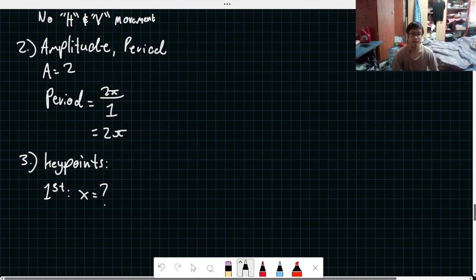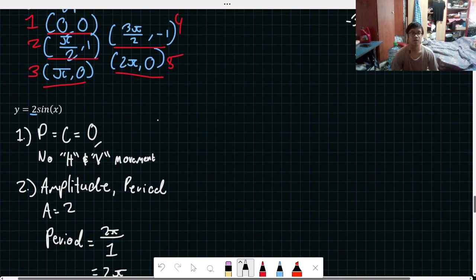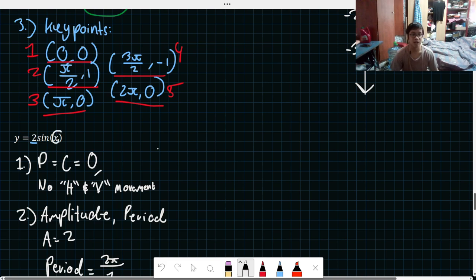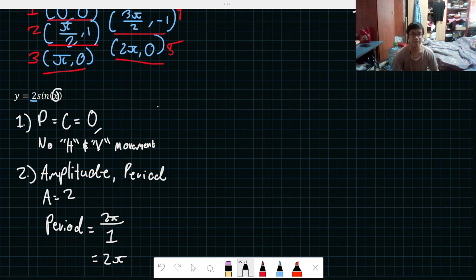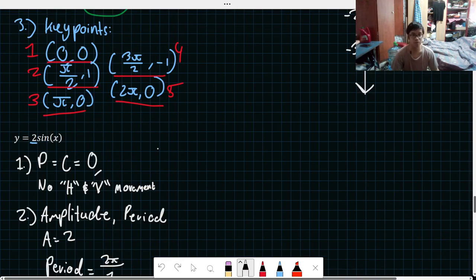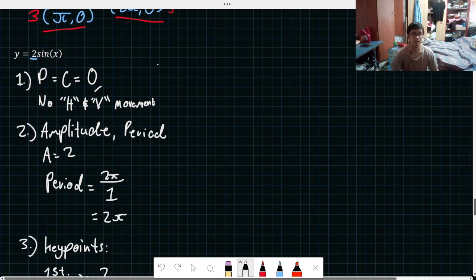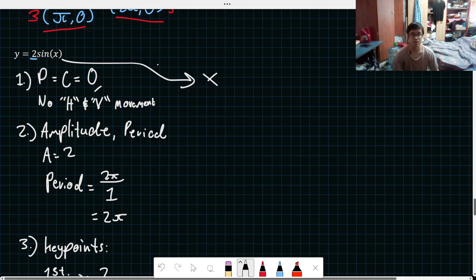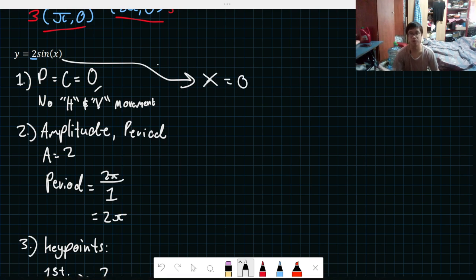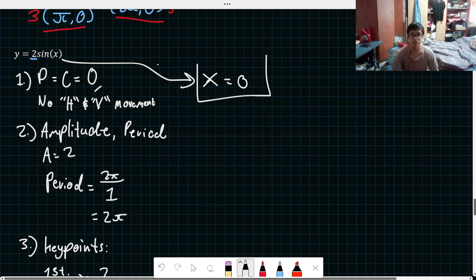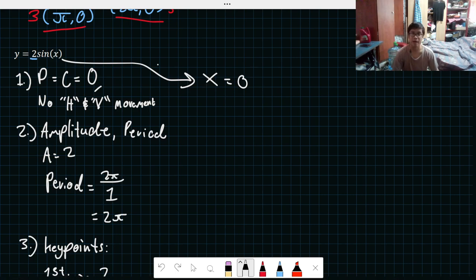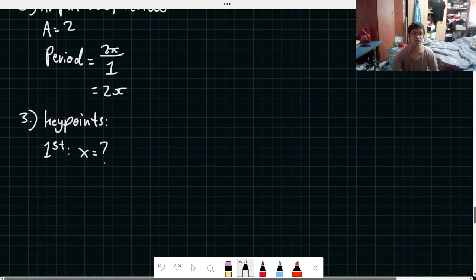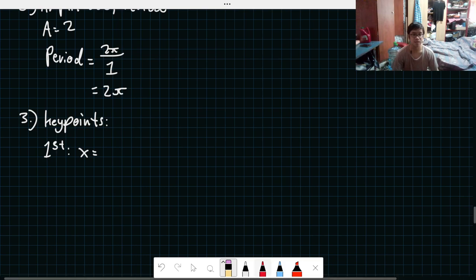How to get the x of the first key point? Simply equate what's inside your sine function to zero and solve for x. In this case, we have x, so x is equal to 0. We have nothing more to do because we already solved for x, which is 0. That would be the x for our first key point.